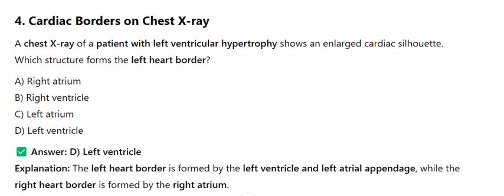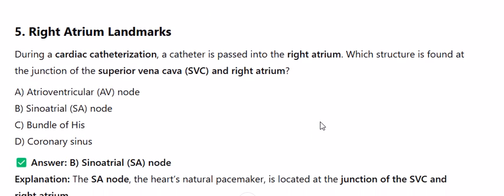5. Right atrium landmarks. During a cardiac catheterization, a catheter is passed into the right atrium. Which structure is found at the junction of the superior vena cava, SVC, and right atrium? A. Atrioventricular node. B. Sinoatrial node. C. Bundle of His. D. Coronary sinus. Answer: sinoatrial node. Explanation. The SA node, the heart's natural pacemaker, is located at the junction of the SVC and right atrium.